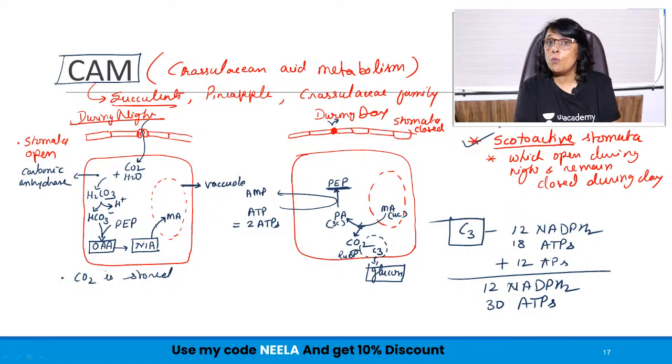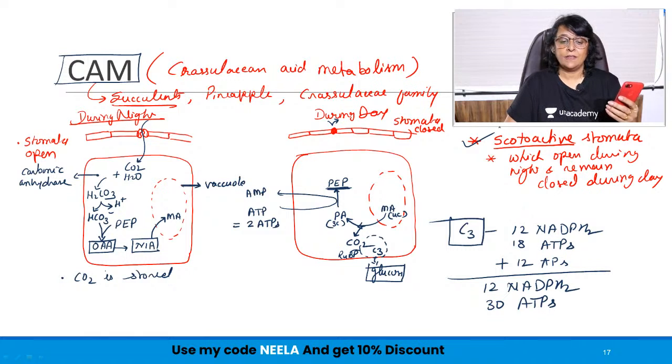Because if there is no water, no photosynthesis, because water is the raw material for photosynthesis. Because hydrogen, which is used to make that reducing power, comes from water, and oxygen is given out. So this is CAM or crassulacean acid metabolism.